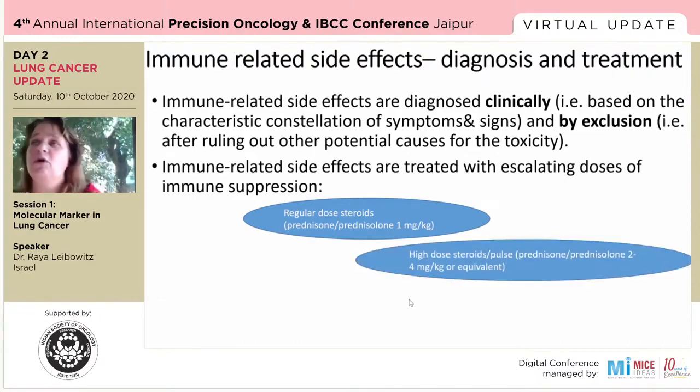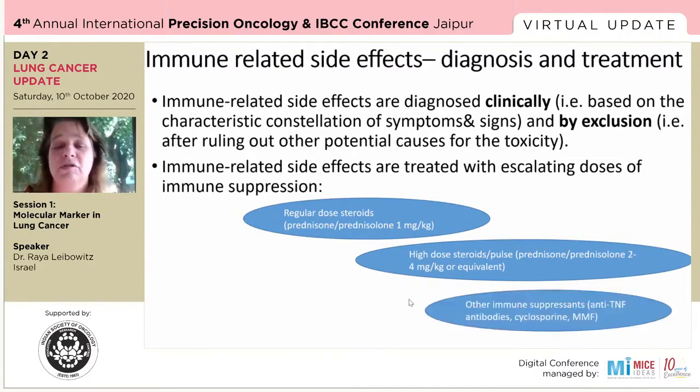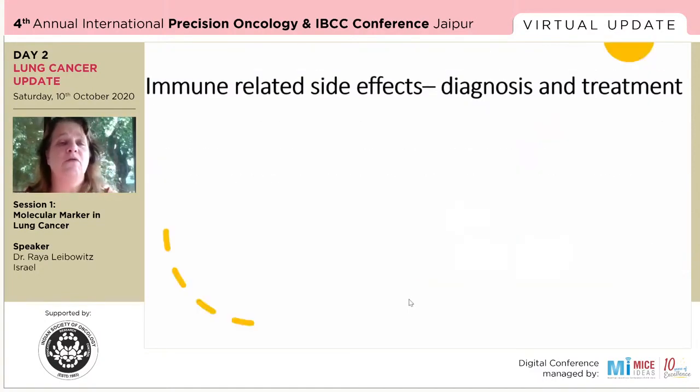Sometimes, if we don't see enough response, we move to high dose steroids, what some institutions call pulse, which would be at around 2 to 4 milligrams per kilogram of methylprednisolone or the equivalent. And of course, the protocols vary. And then if we don't generate resolution, or if there's deterioration, then there is room for other immunosuppressants such as anti-TNF antibodies, cyclosporine, Cellcept, and so forth.